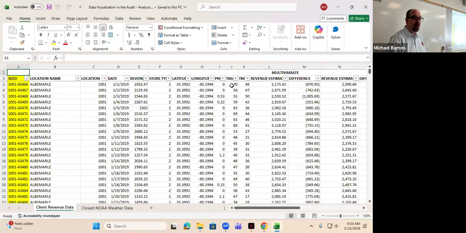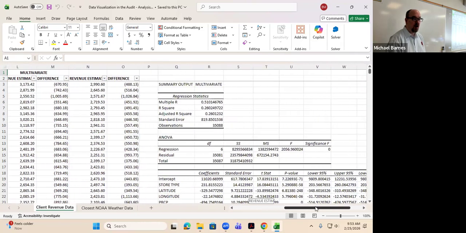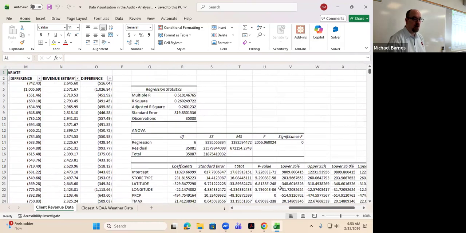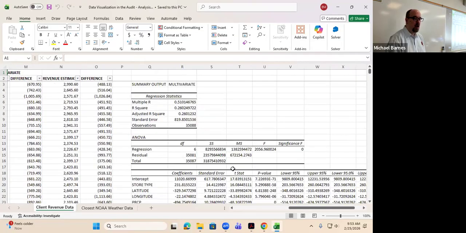So yeah, whatever lookup you're doing, you can actually match the variables correctly. And then I just created a multivariate regression. So it's just a linear regression. Now let's take a look at the regression analytics real quick.